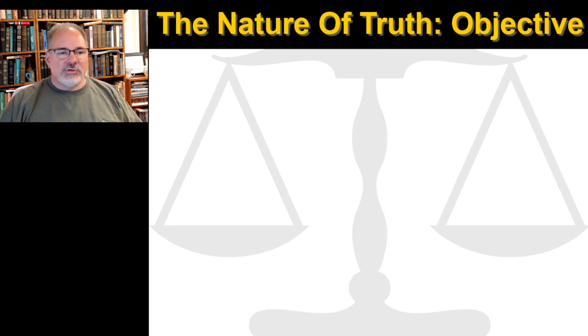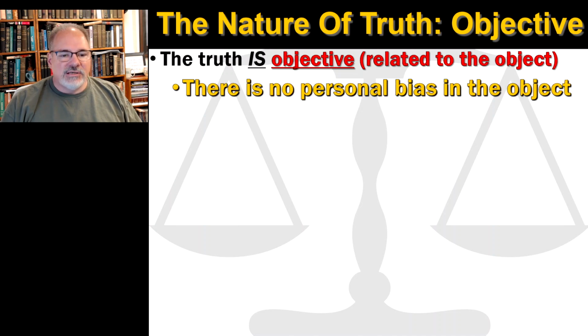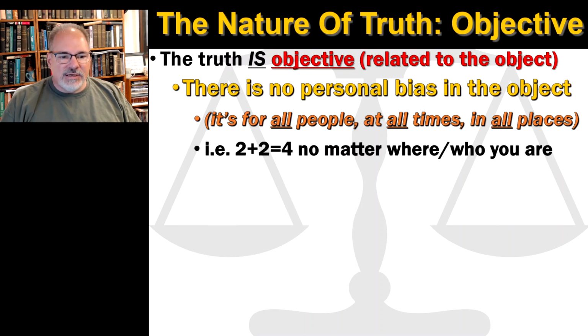How about the nature of truth? It is objective. In other words, subjective is with my bias. Objective is to the object that we're dealing with without bias. Now, the truth is objective, related to the object, right? There is no personal bias in the object. It's for all people at all times and all places, right? In other words, 2 plus 2 is 4 is true no matter where we are or who we are. It's always the same no matter where you go. You go out in space somewhere, 2 and 2 is 4. Doesn't make 5.